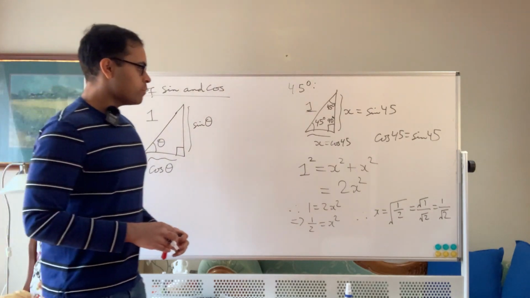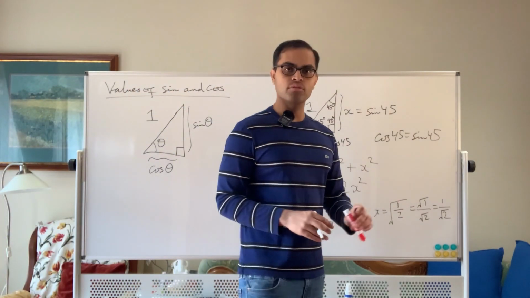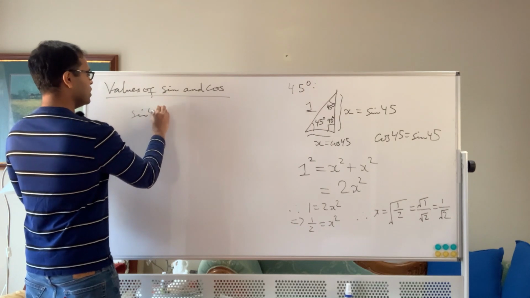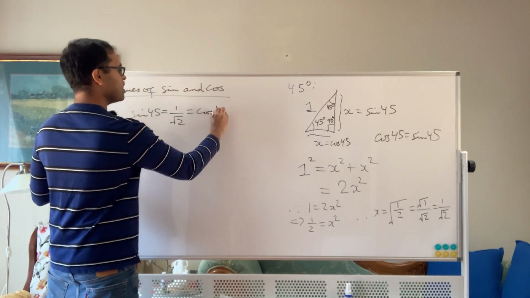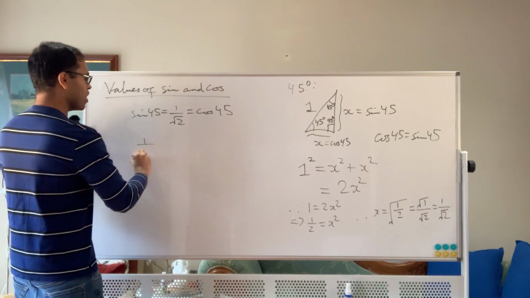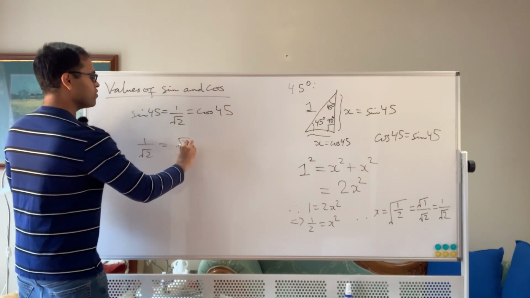Okay, so that's consistent, and we have 1 over root 2. Sine 45 is equal to 1 over root 2, which is equal to cosine 45, and sometimes people write 1 over root 2 as root 2 over 2.